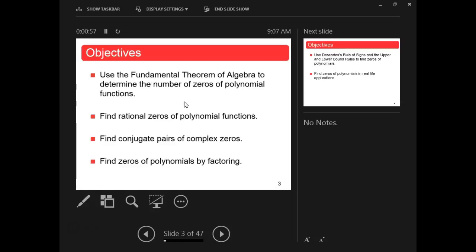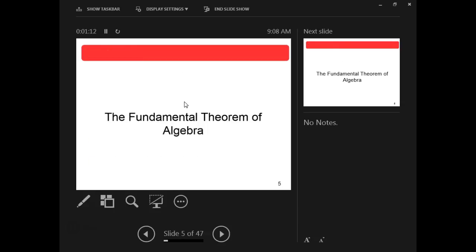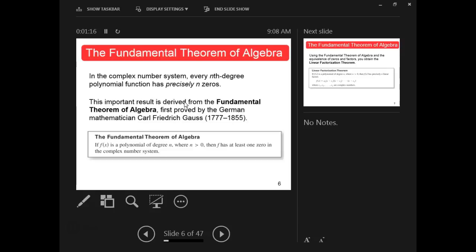This one right here, find the rational zeros of polynomial functions, is using a technique called the rational zeros test. I wish they would have actually said that, but it doesn't matter, but we will do that. Okay, so let's start with the fundamental theorem of algebra. That sounds pretty impressive, doesn't it? In the complex number system, every nth degree polynomial function has precisely n zeros.